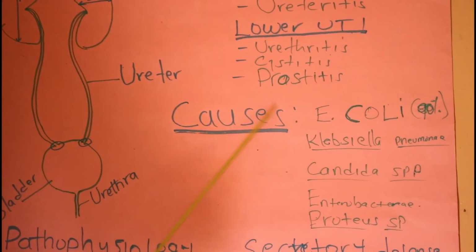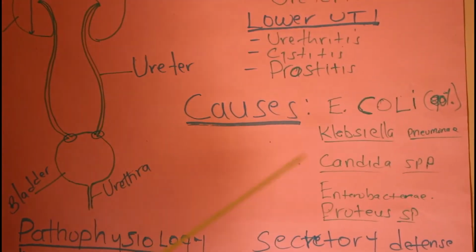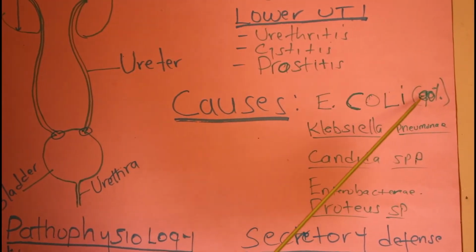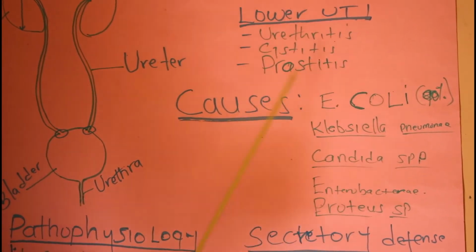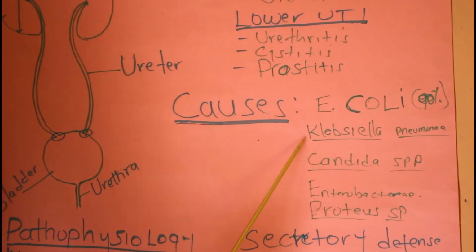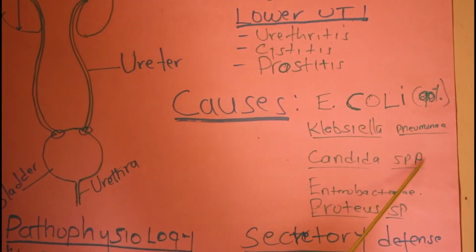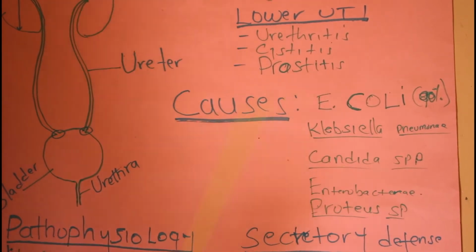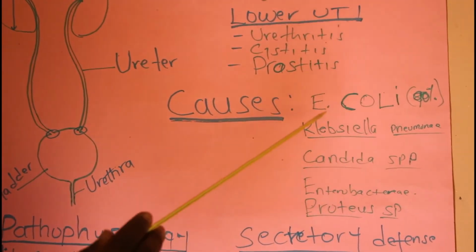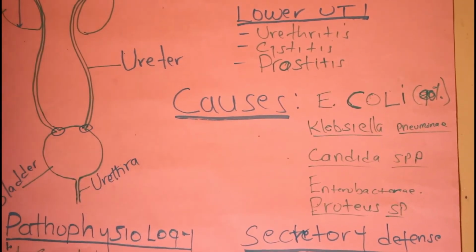So what causes urinary tract infection? We have different pathogens that cause UTI, but the main cause here is E. coli, which causes 90% of UTIs. E. coli is from the digestive system. We have other causative organisms like Klebsiella pneumoniae, Candida species, Enterobacteriaceae, and Proteus species. But the main one, as I've said, is E. coli, which causes more than 90% of the UTI cases we have.